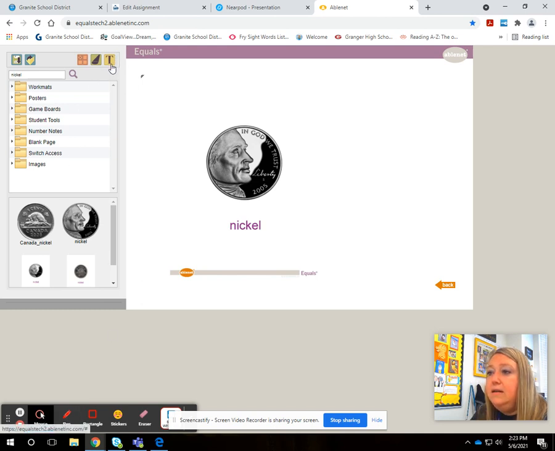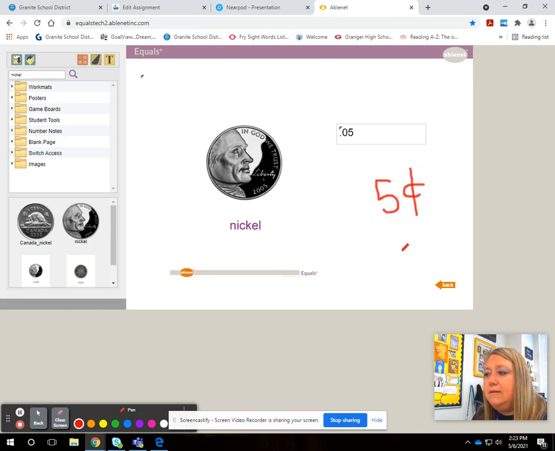And this coin is worth, let me pull it over. We would do decimal point 0 5. The important part to remember on this one is that it's worth 5 cents. The number 5 is what you really have to pay attention to. When we write it as a money total, it will always say decimal point 0 5. That means 5 cents. So 5 cents for the nickel.